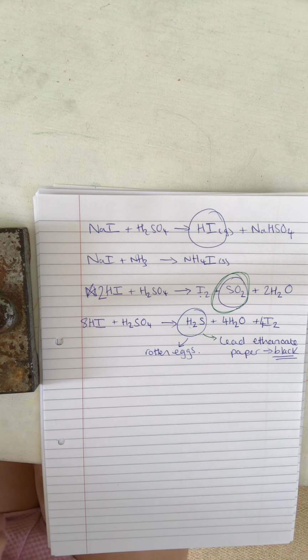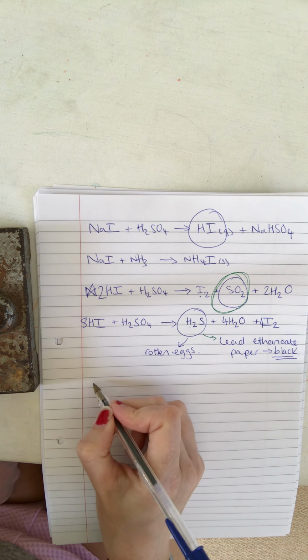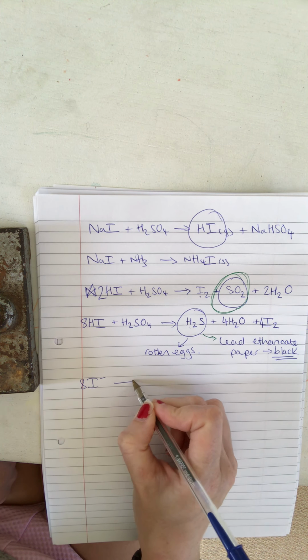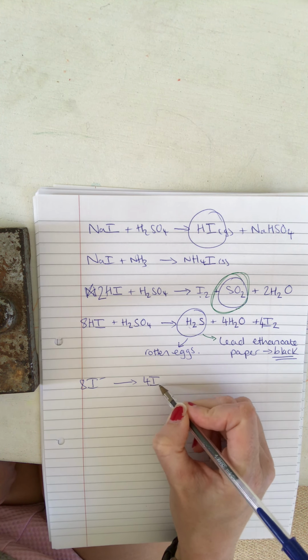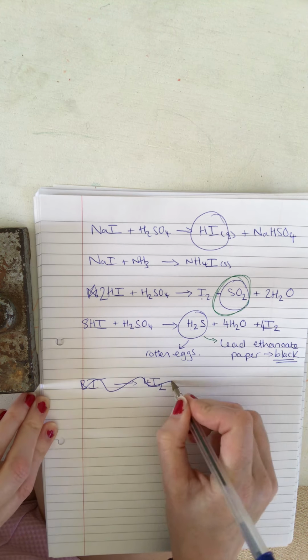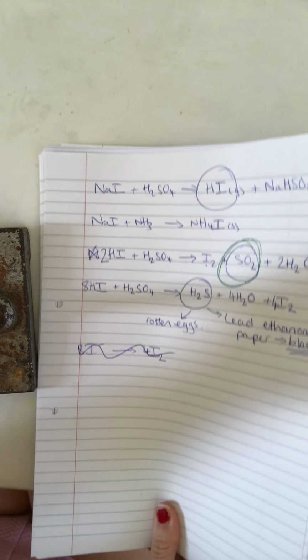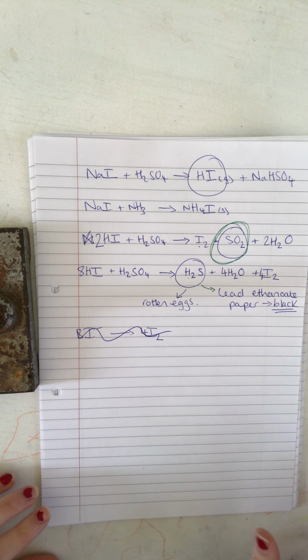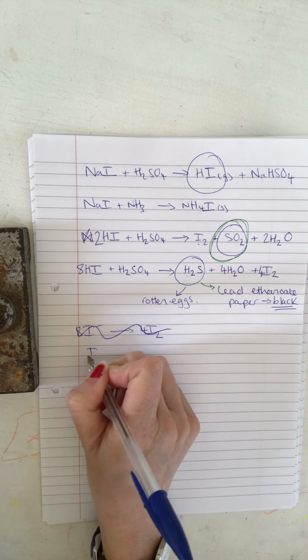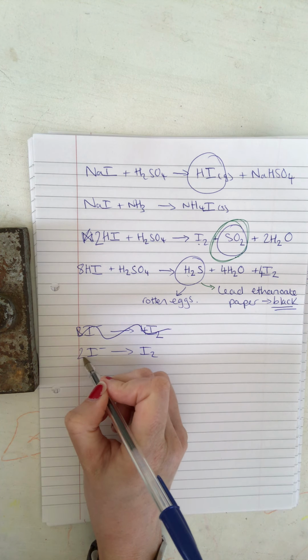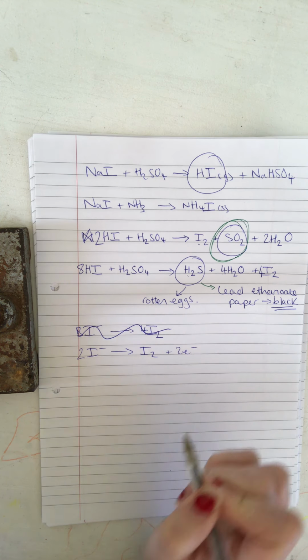Can we still see? Yeah. So we've got 8 I minus going to 4I2. In fact, I'm not going to do that actually. I'm just going to start very basically, with I minus going to I2, and I'll put 2 there, plus 2 electrons.